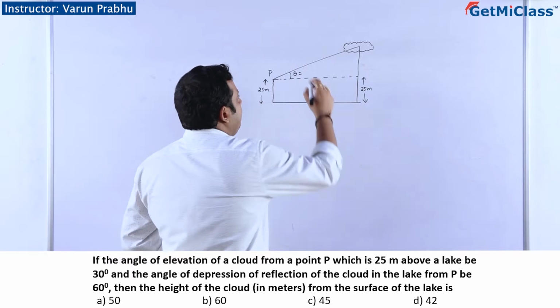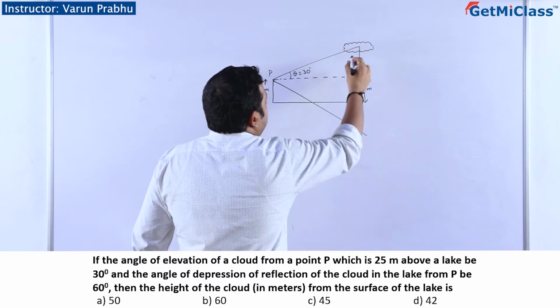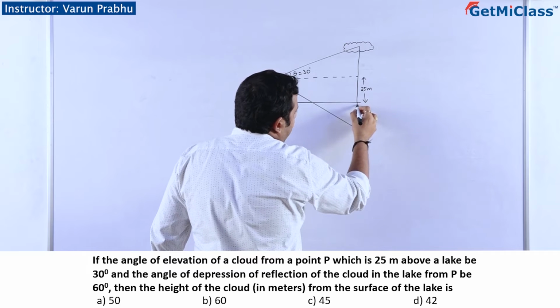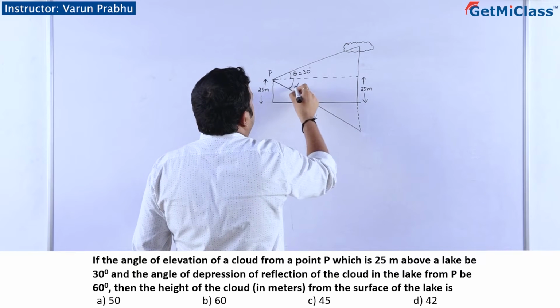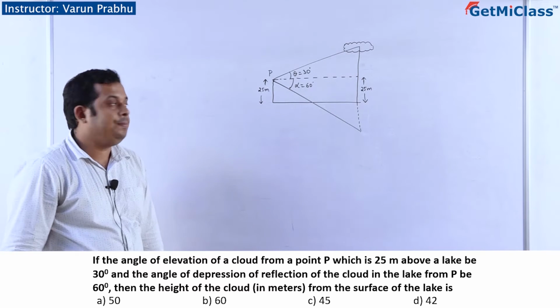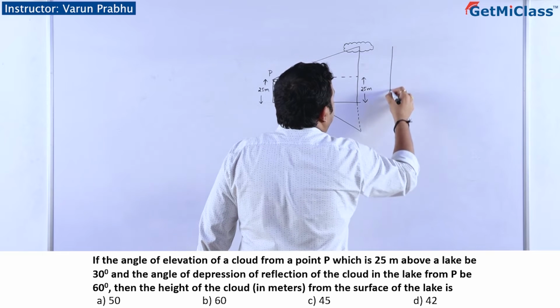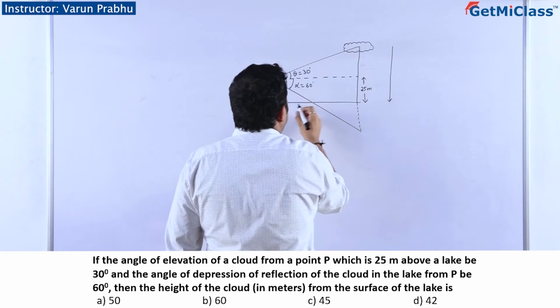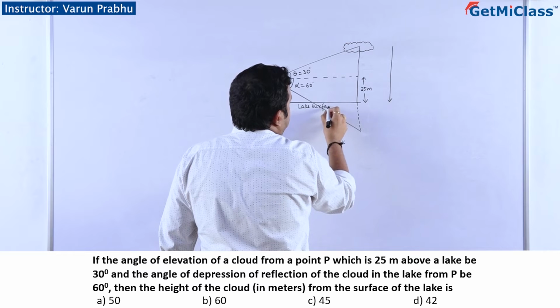And the depression of reflection, now the same thing will get reflected downwards, right? The same thing will get reflected downwards. This angle of reflection is given, angle of depression is given to be how much is it? 60 degree. Now let's say that this is the height h from the lake surface. This is the lake surface.